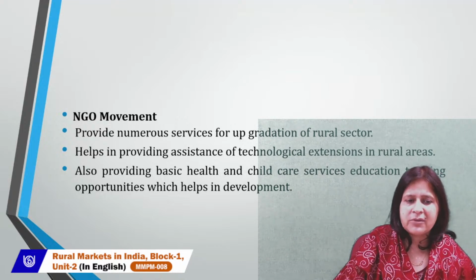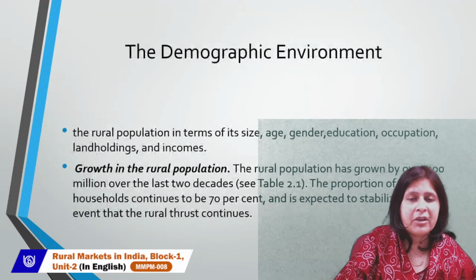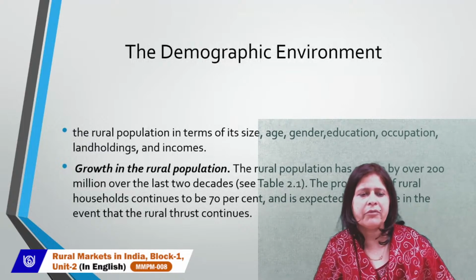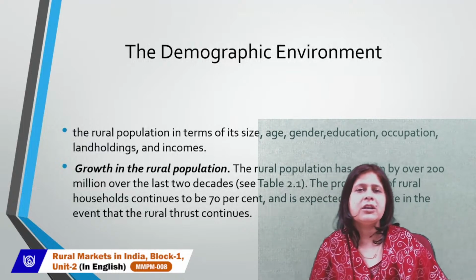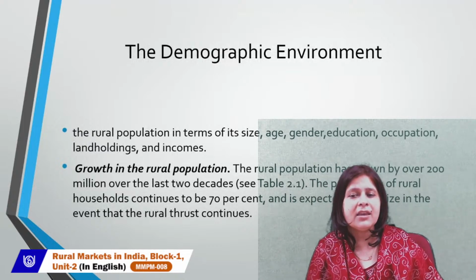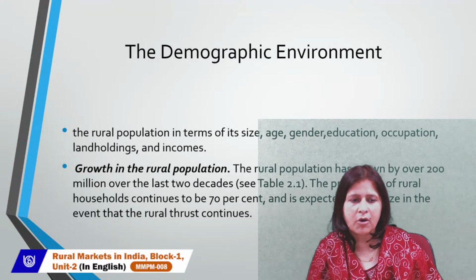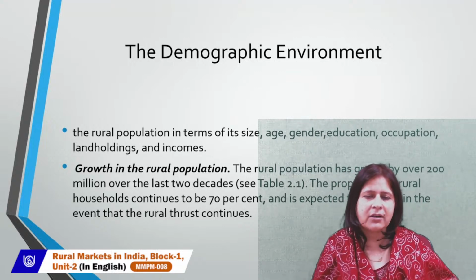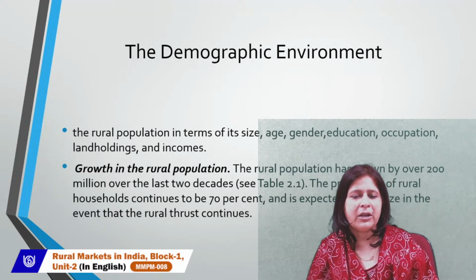Then comes the demographic environment. The demographic environment is again not in the control of anyone. It covers the rural population in terms of size, age, gender, education, occupation, land holding, and incomes. All this comes under the demographic environment.